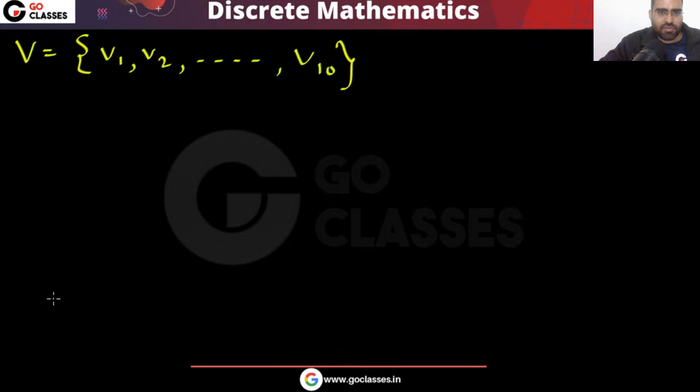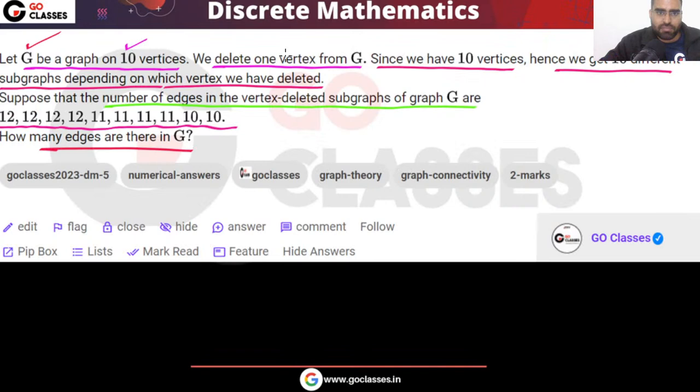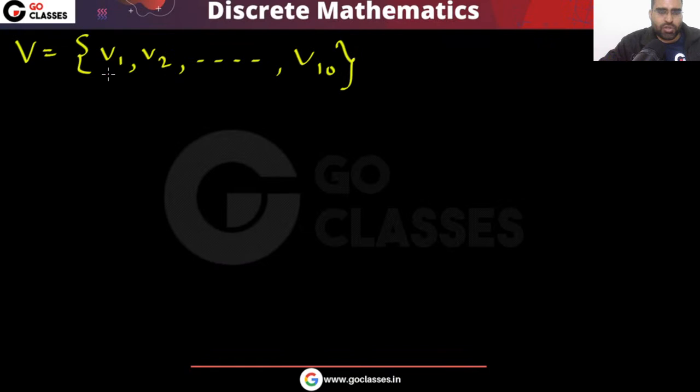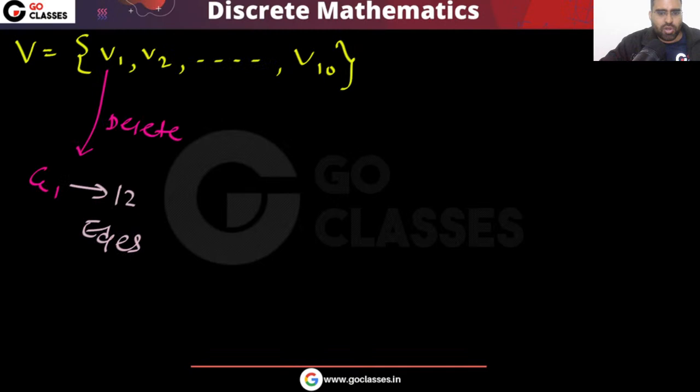Now the question is saying that if you delete V1, we delete one vertex, then you will get a new graph G1. In this G1, you have 12 edges. So what is this G1? This is G minus V1. From G, you are removing V1.